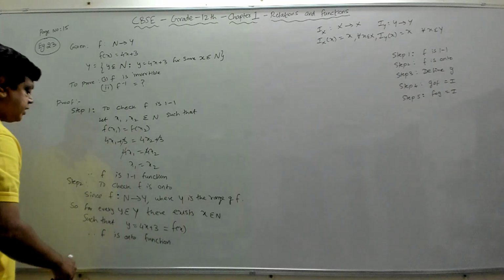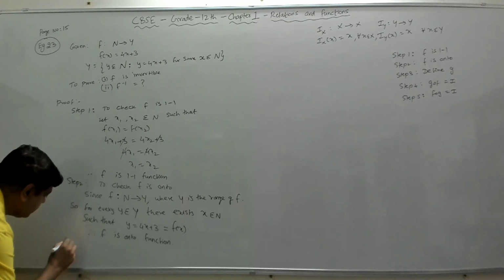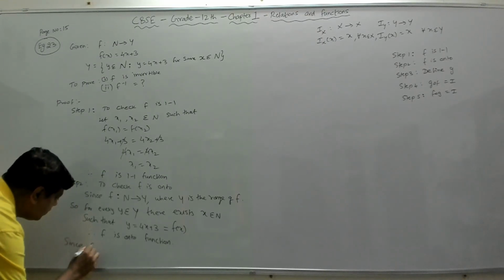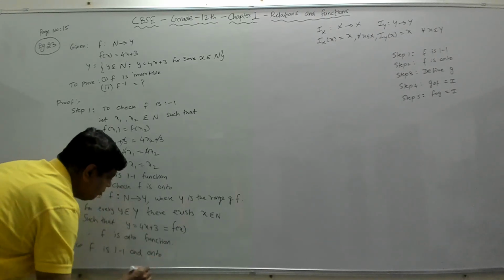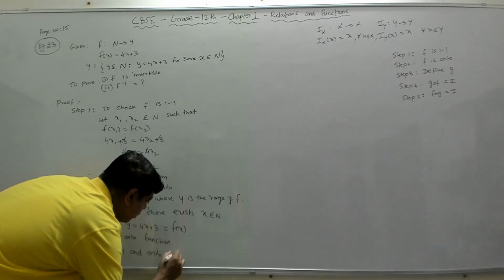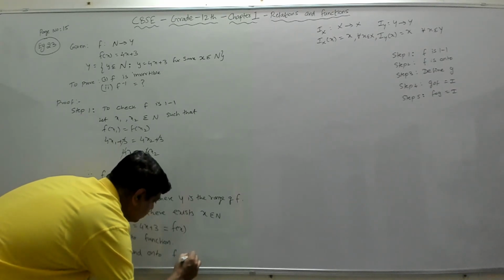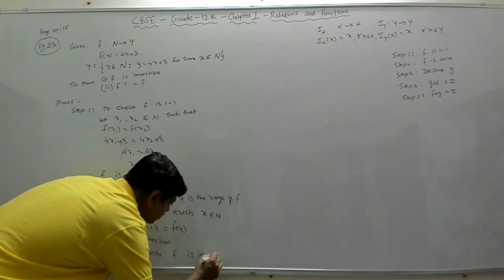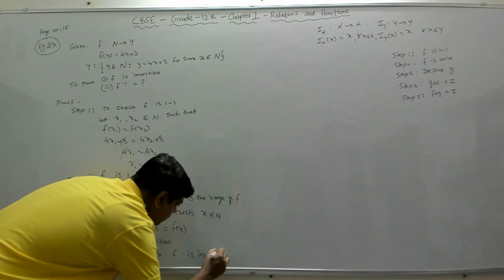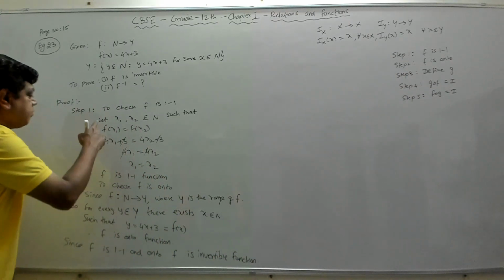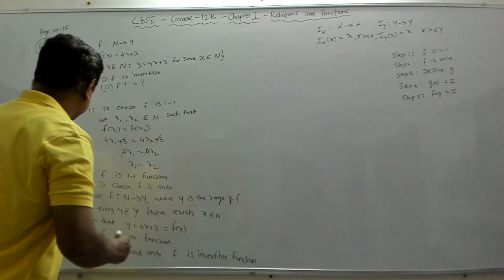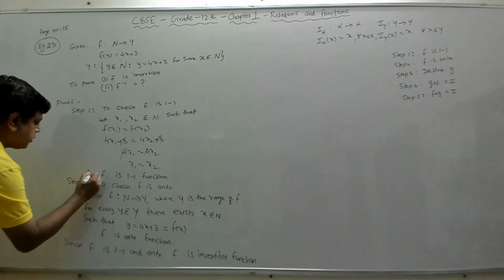So therefore we can say, since f is 1 to 1 and onto, f inverse is 1 to 1 and onto, f is invertible. F is an invertible function, which means we will be able to find the inverse once we prove the first step, step 1 and step 2. Fine? Step 1 and step 2.